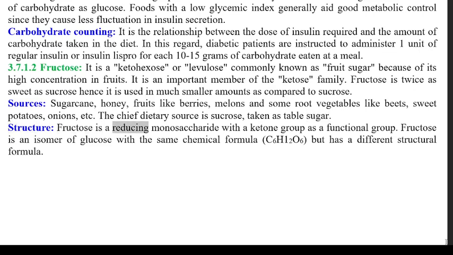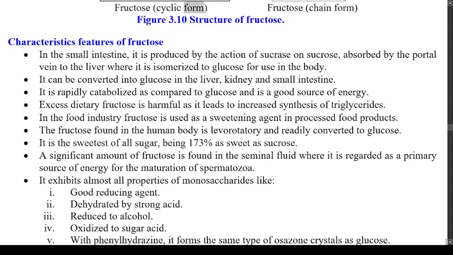Structure: fructose is a reducing monosaccharide with a ketone group as a functional group. Fructose is an isomer of glucose with the same chemical formula, C6H12O6, but has a different structural formula. Fructose, cyclic form, fructose, chain form. Figure 3.10 Structure of fructose.